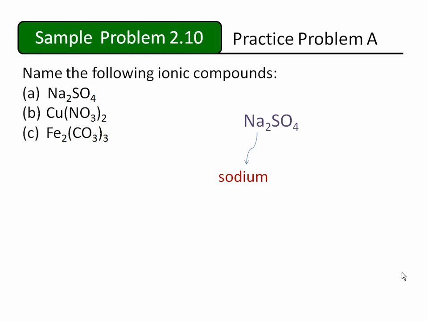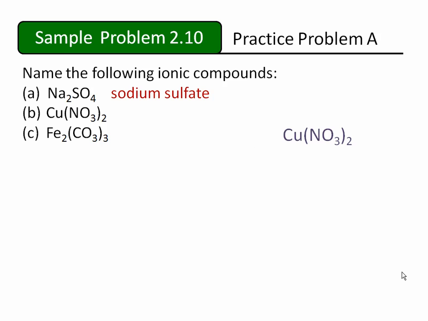This is a polyatomic ion, and it appears on page 60 in table 2.9 near the bottom of the page. SO4 is called sulfate, and with that we have the name of this compound, sodium sulfate.